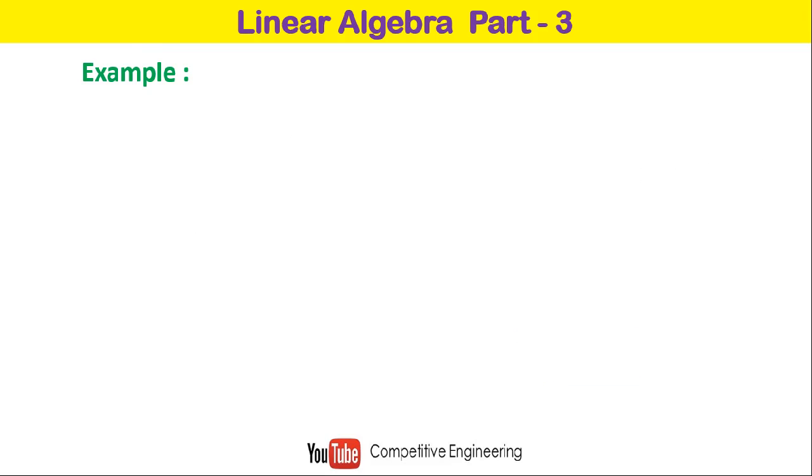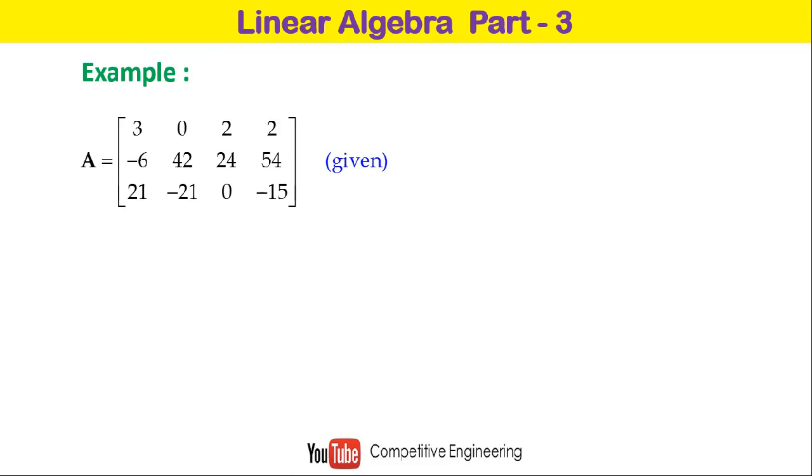Okay, so now we will solve an example. We have a matrix that is a 3 row and 4 column matrix, a 3 by 4 matrix, and you have to remember that the rank of the matrix is not a property of a square matrix. For every matrix, rank exists.